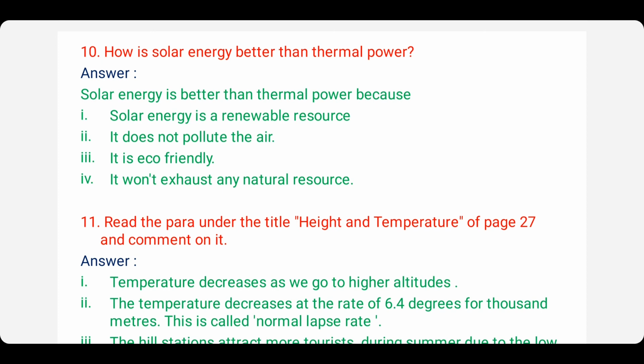When we are making thermal power, we use coal, whereas for solar energy, we are just using sunlight. So it is not exhausting. It is not getting any of the natural resources exhausted.